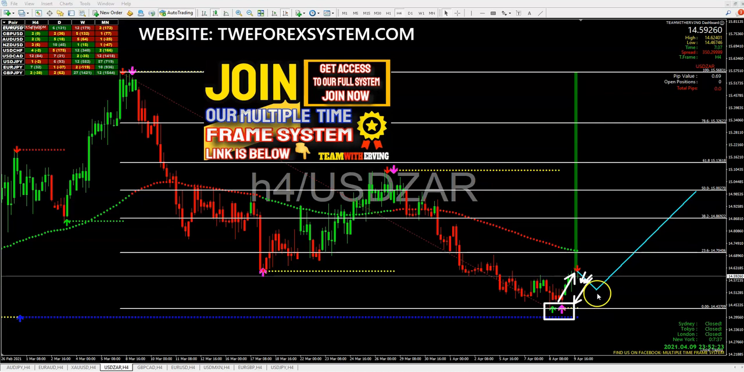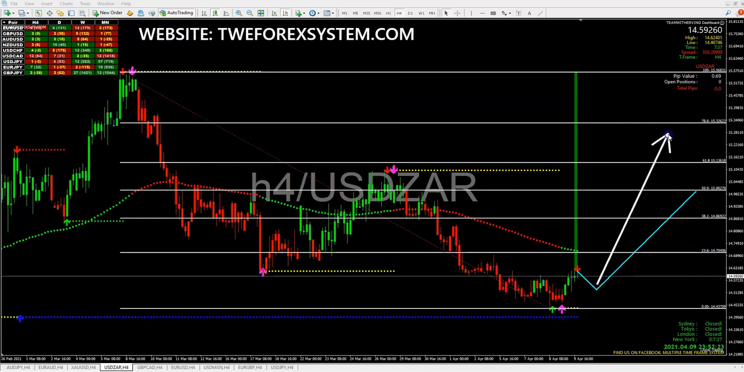Then from there, what we're looking for is the market to be bullish. So we're looking for the market to come and retest our 50 Fibonacci line. That is going to be one of the key areas that I'm looking to see in this particular trade. So overall, maybe I will consider this entry on Monday or Tuesday, once I see the market going in my direction, going bullish. All right, so look at the potential here.